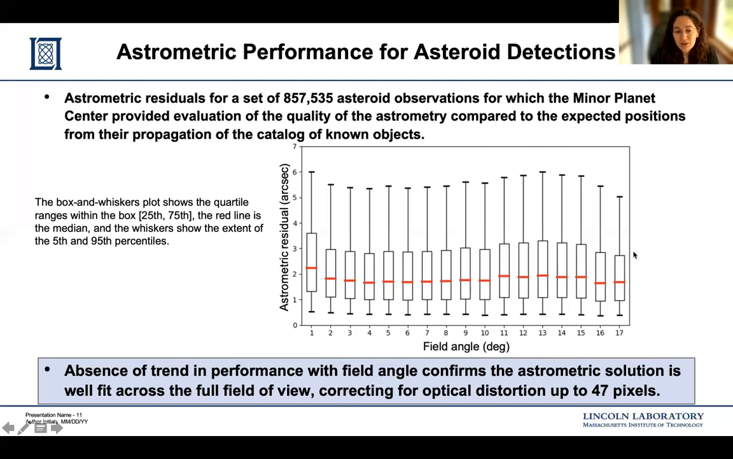But what's most interesting about this is that the astrometric residuals are not a strong function of field angle. In other words, we are able to get an accurate astrometric solution all the way out to the corners of the field. At the corners of the field, the optical distortion is up to 47 pixels. Correcting for that, and also using our centroid measurement techniques, we are getting better than 1/10 of a pixel across the entire field. This is really helpful in order to make use of the wide area coverage of the TESS images for our asteroid detection.